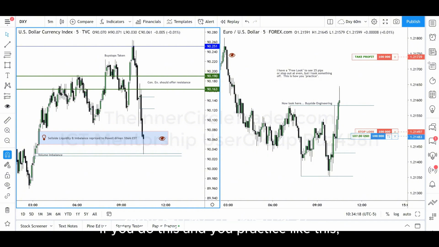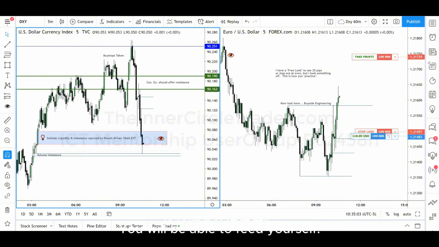If you do this and you practice like this, and you can find these setups that occur every single day, your confidence will grow exponentially. You won't fear losing your job. You won't worry about the economy. You won't care who's in office, who your leadership is. You will be able to feed yourself. Okay? That's what I'm trying to teach you here.